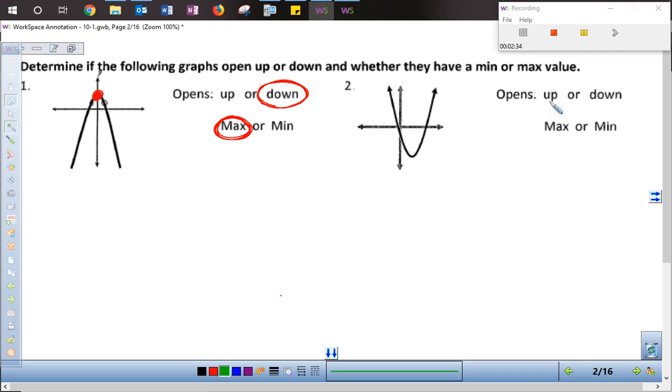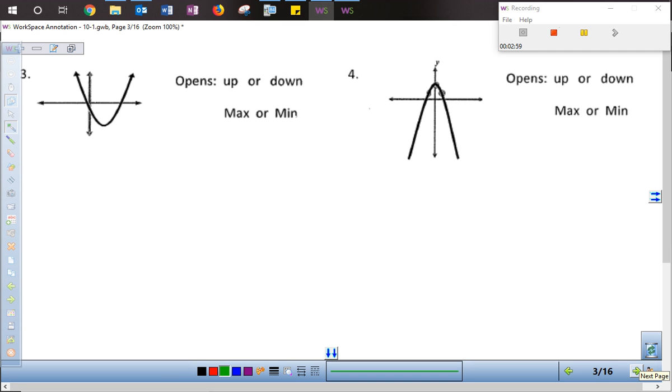So let's look at number 2. First, they want to know if it opens up or down. And since this looks like a smiley face here, that means it opens up. And then again, it wants to know if its vertex is a maximum or a minimum point. Well, its vertex is where it changes direction, so I'm going down here, then I change directions, and I go up. So its vertex would be at the very bottom here, which would be a minimum value.